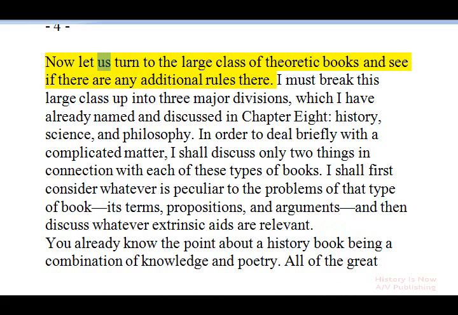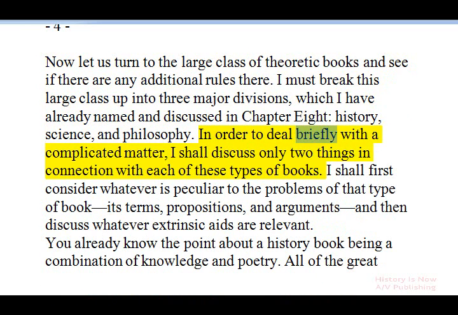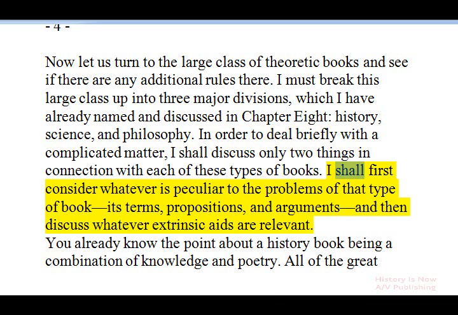4. Now let us turn to the large class of theoretic books and see if there are any additional rules there. I must break this large class up into 3 major divisions, which I have already named and discussed in Chapter 8: History, Science, and Philosophy. In order to deal briefly with a complicated matter, I shall discuss only 2 things in connection with each of these types of books. I shall first consider whatever is peculiar to the problems of that type of book, its terms, propositions, and arguments, and then discuss whatever extrinsic aids are relevant.